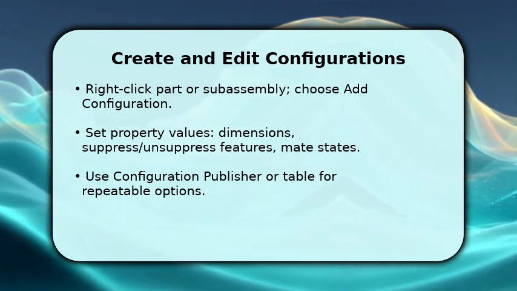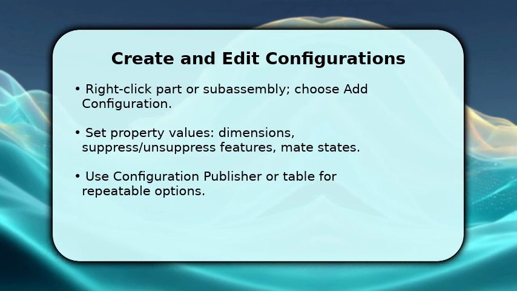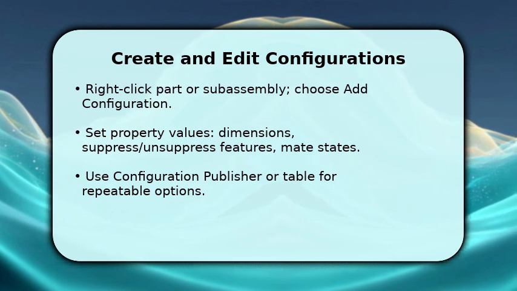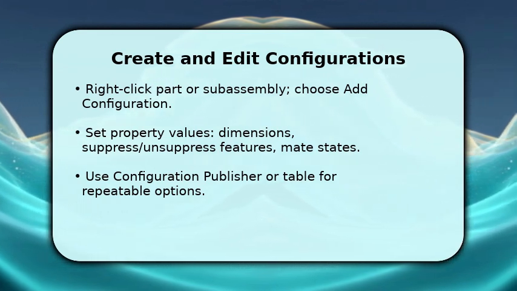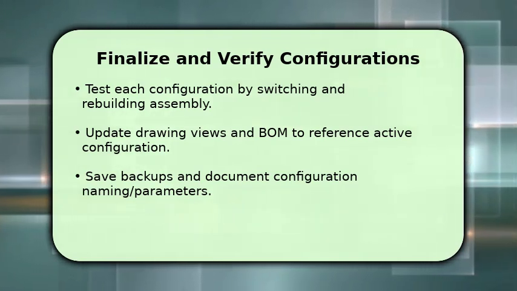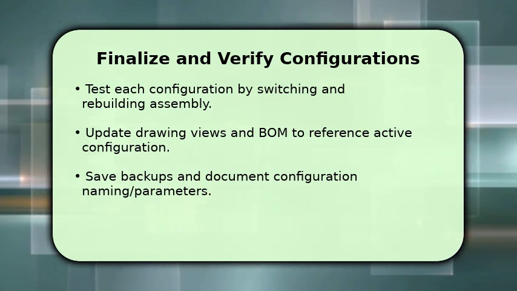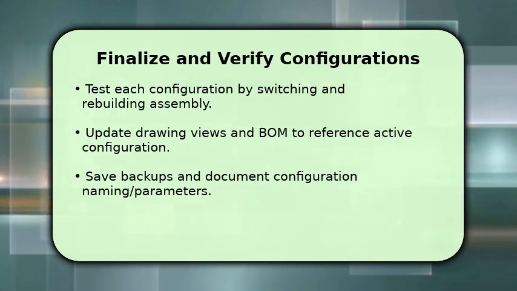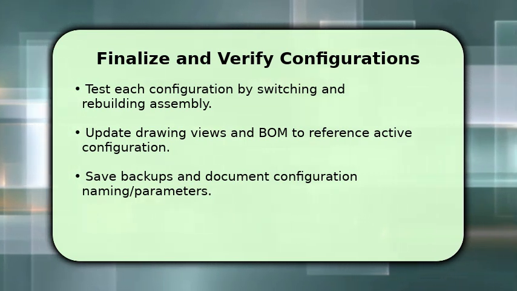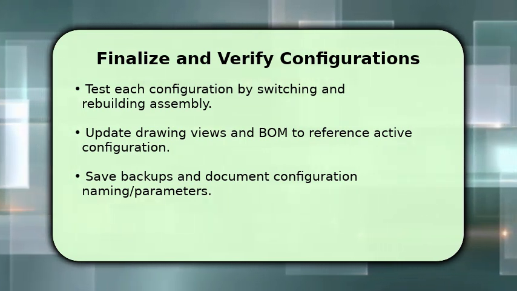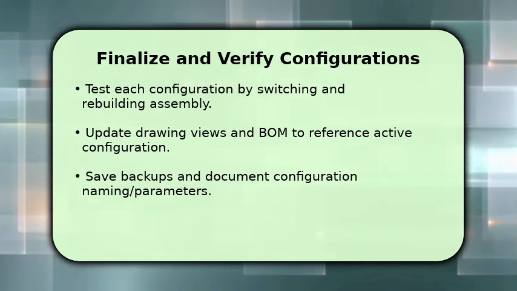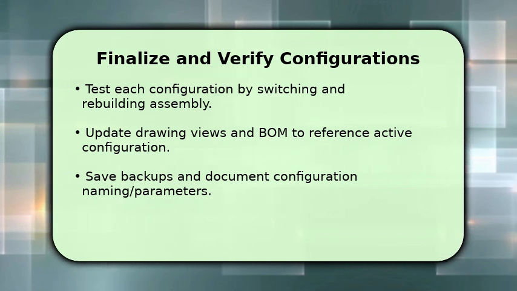Make sure to rebuild after edits and validate that each configuration loads the intended geometry and mates to avoid downstream fit or interference. Finish by systematically switching through every configuration and rebuilding the assembly to confirm geometry, clearances, and mates behave as expected. Then update any drawing views and the BOM so they reference the correct active configuration names and quantities. Finally, save backups and record the naming convention and key parameters so teammates can reproduce changes.